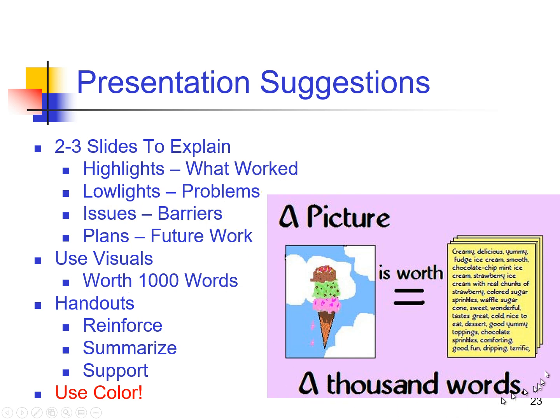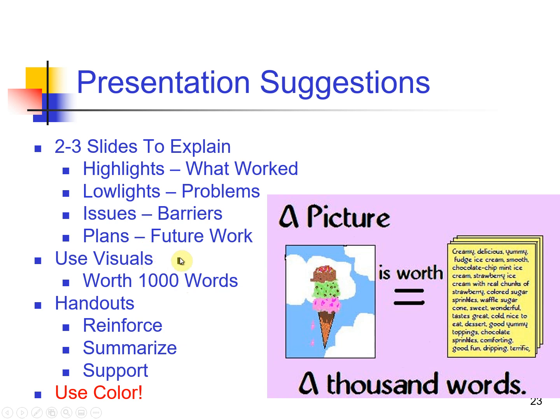Okay, here's an ice cream cone. Right? Which do you prefer, the picture or the words? So here's the picture. You can see it instantly. Here's the words. Creamy, delicious, yummy fudge ice cream, smooth chocolate chip, mint ice cream, strawberry ice cream with real chunks of strawberry. Anyway, it goes on with the description, on and on and on. What grabs your attention better? The vast majority of people will say this.